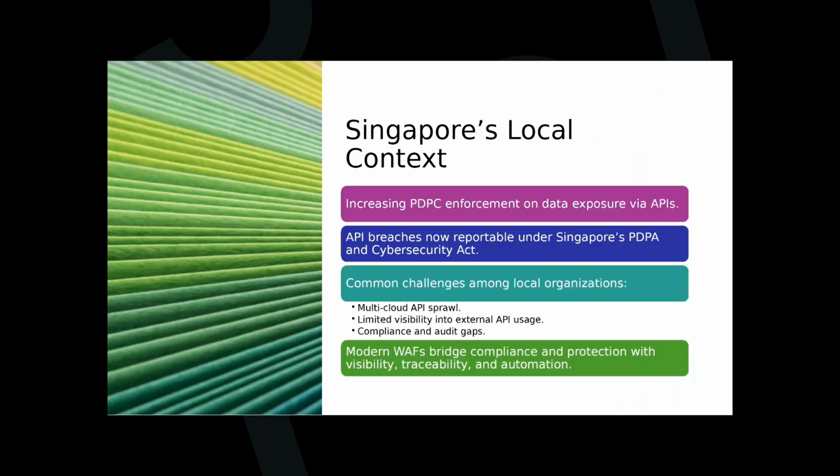So let's go a little into the Singapore context, but it's actually very similar all over the world. We do have increasing PDPC enforcement on data exposure around APIs. An API breach is now reportable under the Singapore PDPA and Cybersecurity Act. The law doesn't say it doesn't cover APIs, so it doesn't matter whether you expose data through an API or the web, but the government does alert that APIs are a problem. And the common challenges for localization in Singapore are multiple cloud API sprawl, limited visibility into external API usage, and compliance gaps.